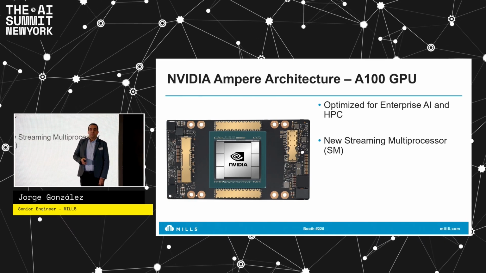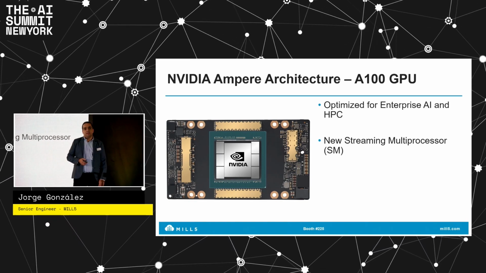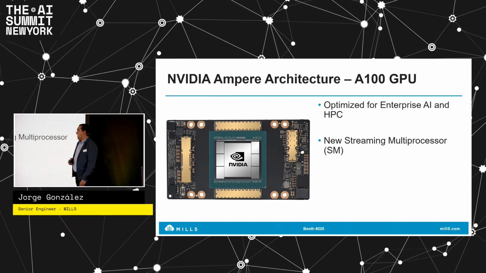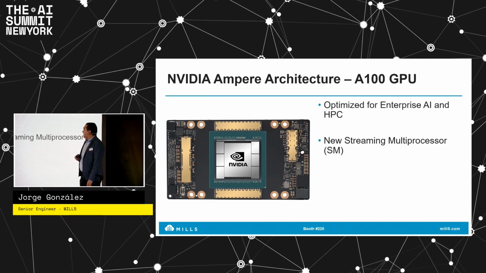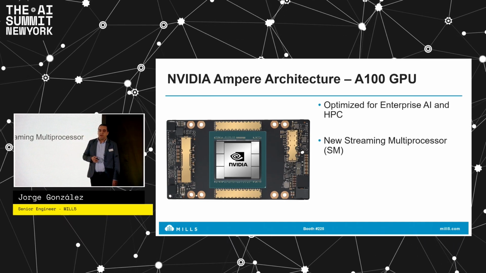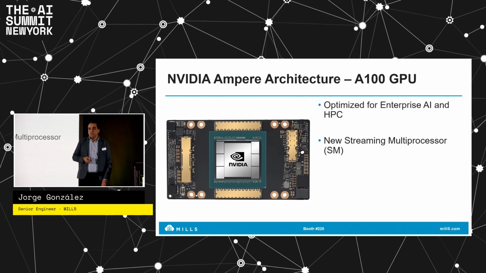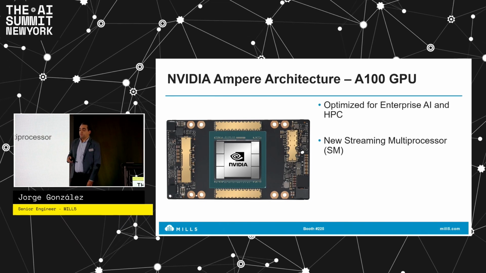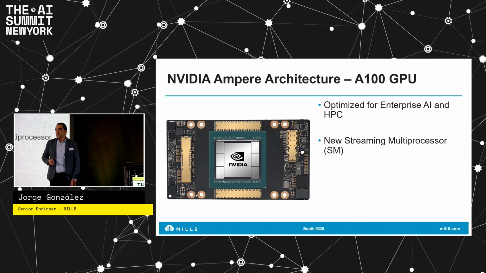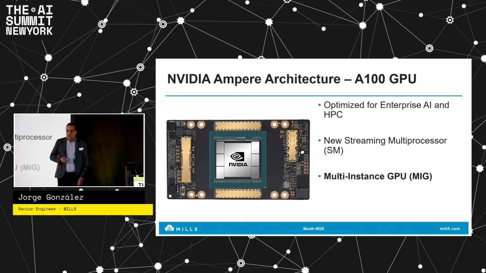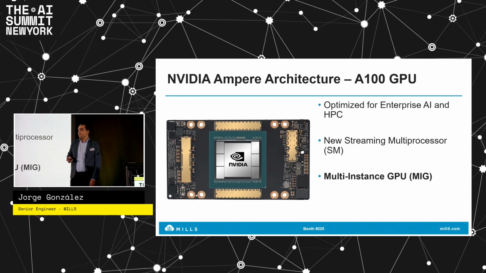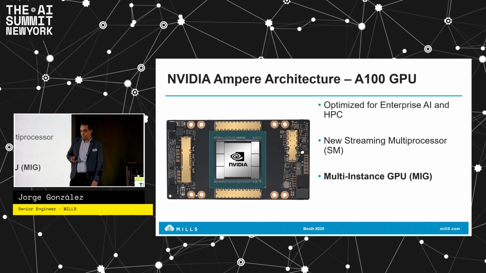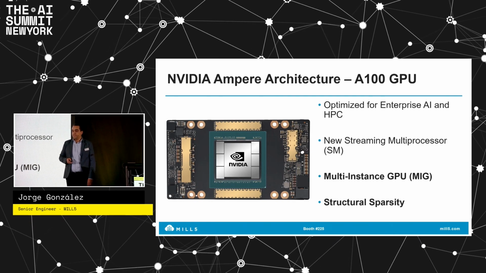Okay, well, here the NVIDIA people created new chips, in this case the A100 GPU, which is optimized for enterprise AI and high-performance computing. Also, in that architecture, they introduced a new streaming multiprocessor and the third generation of Tensor cores. Right now, we are here to demonstrate how we can use multi-instance GPU, which is also a feature in the latest NVIDIA GPU architectures, and sparsity.